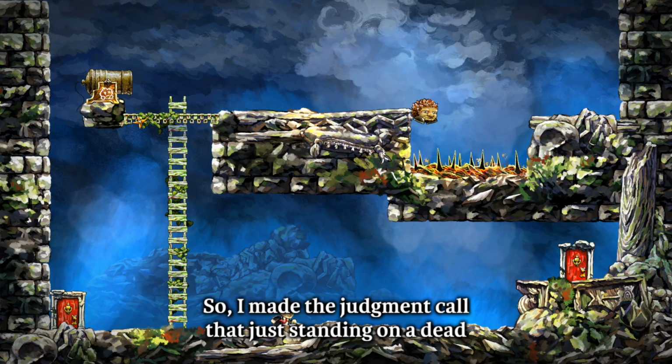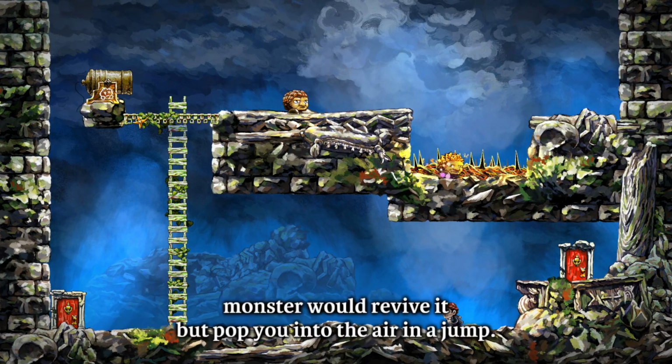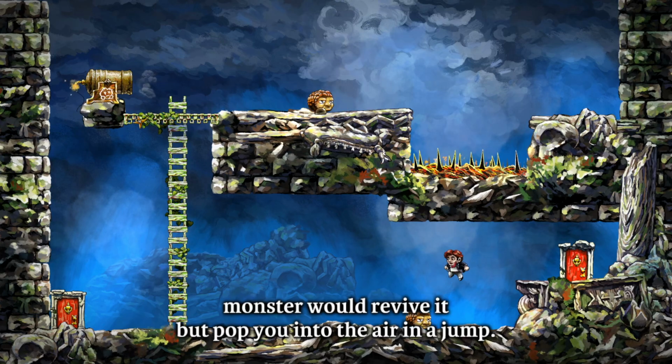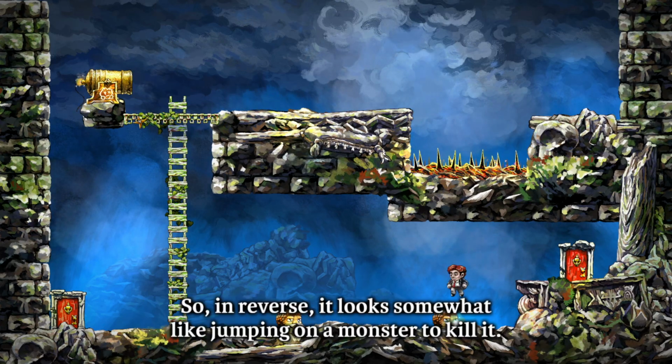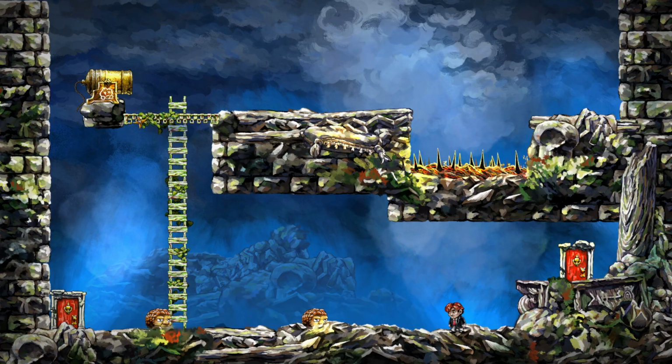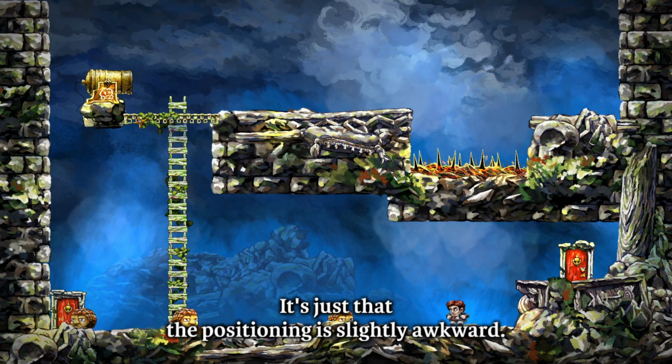So, I made the judgment call that just standing on a dead monster would revive it, but pop you into the air in a jump. So in reverse, it looks somewhat like jumping on a monster to kill it. It's just that the positioning is slightly awkward.